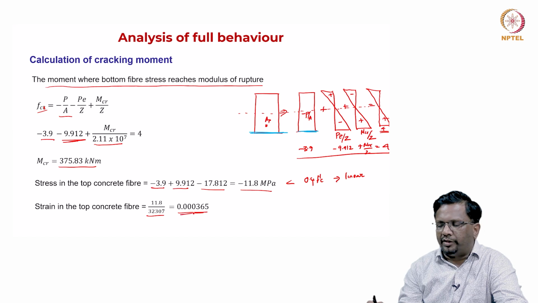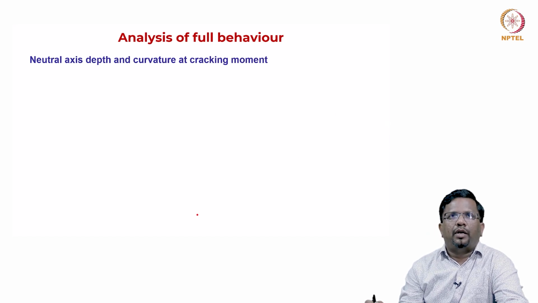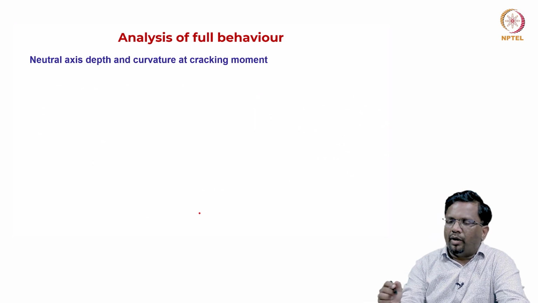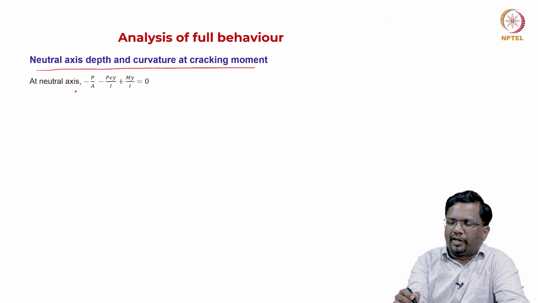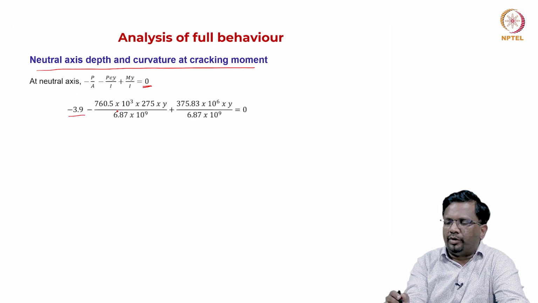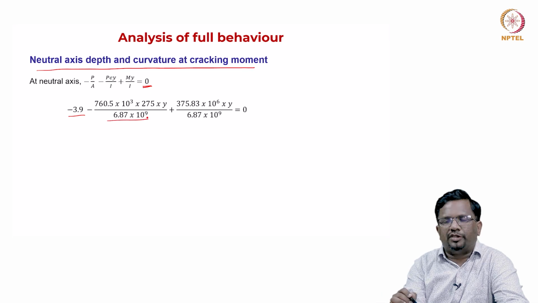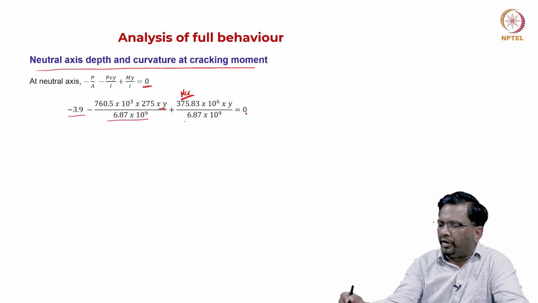Now, again, why is it we are interested in calculating the strain? I want to calculate the curvature corresponding to cracking. We got this strain. Now, how to calculate the neutral axis depth and curvature at cracking moment? At neutral axis, again we know that the stress is going to be 0, and axial component, prestressing moment component, and this is the moment MCR that we are applying, and we are calculating at a distance of neutral axis where the stress is going to be 0.